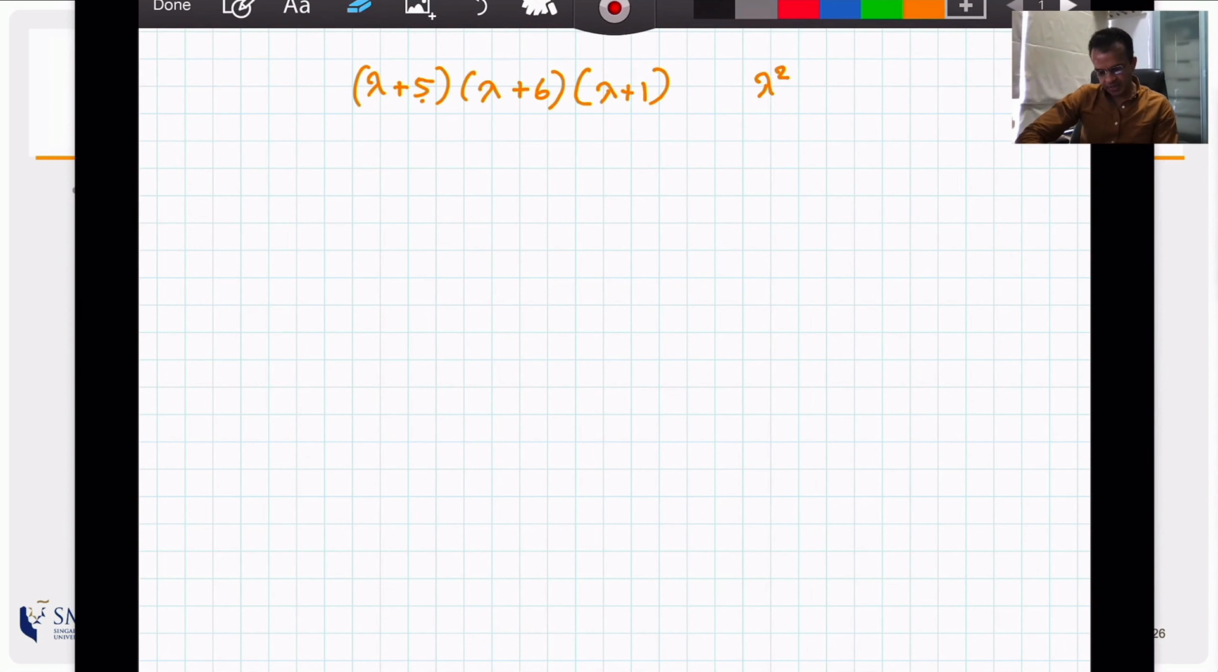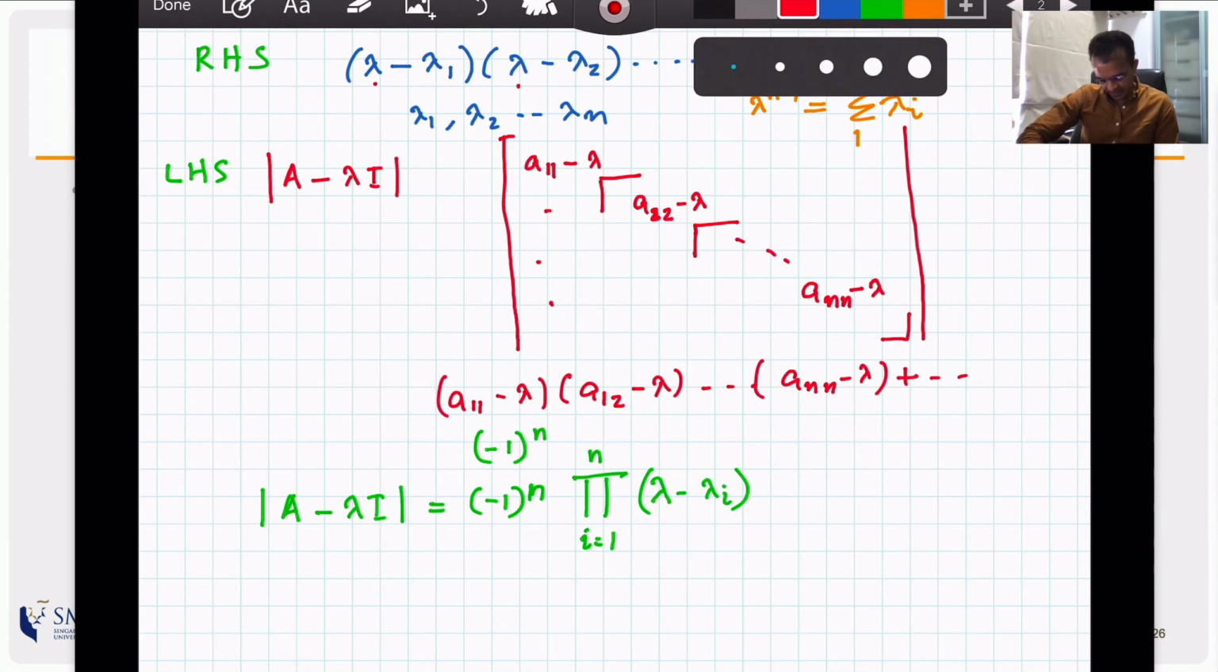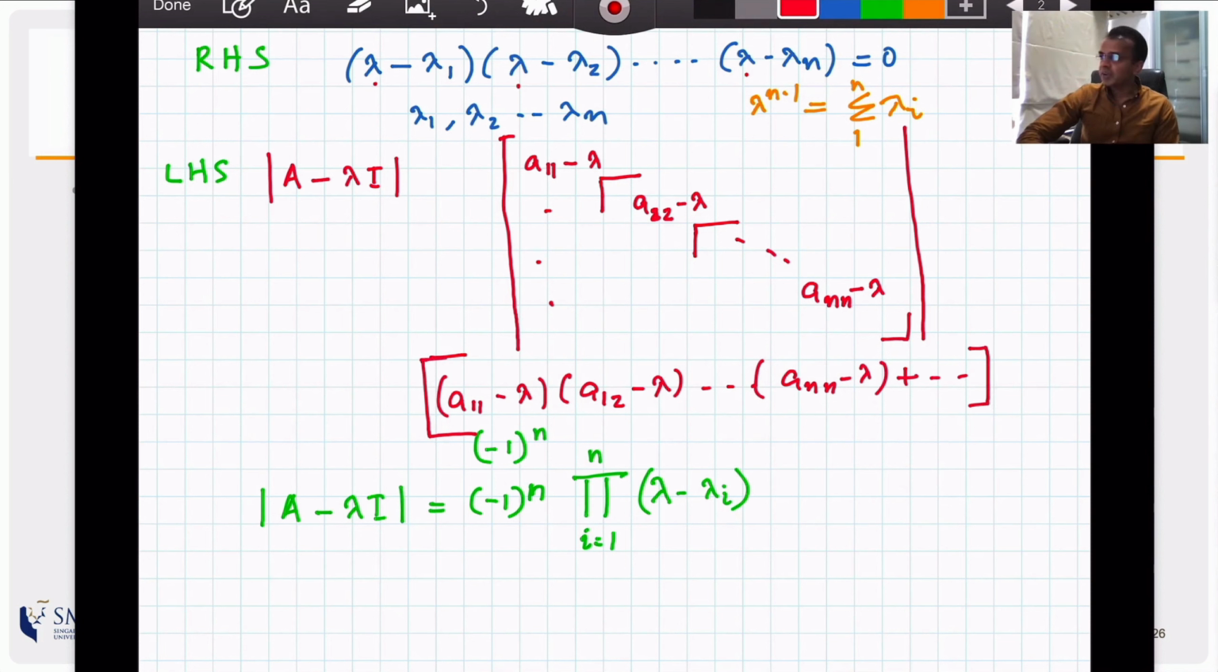It's going to be 12 in this case. So similarly, the coefficient of lambda to the power n minus 1 in this case is going to be the sum of lambda i's, the sum of eigenvalues. And what's the coefficient of lambda to the power n minus 1 in the red polynomial that I have written down here? That is going to be the sum of a11, a22, a33, ann. It will be basically the sum of the matrix diagonal elements, because that's where lambda to the power n minus 1 will come.